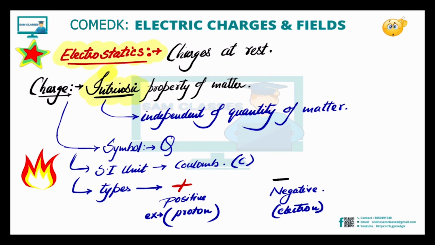Okay. Now, how do we denote charge? By capital Q, sometimes small q also. Now, the SI unit of charge is Coulomb. Types of charge, basically we have two types, positive and negative. Positive we generally denote with an example like a proton, negative for the electron.